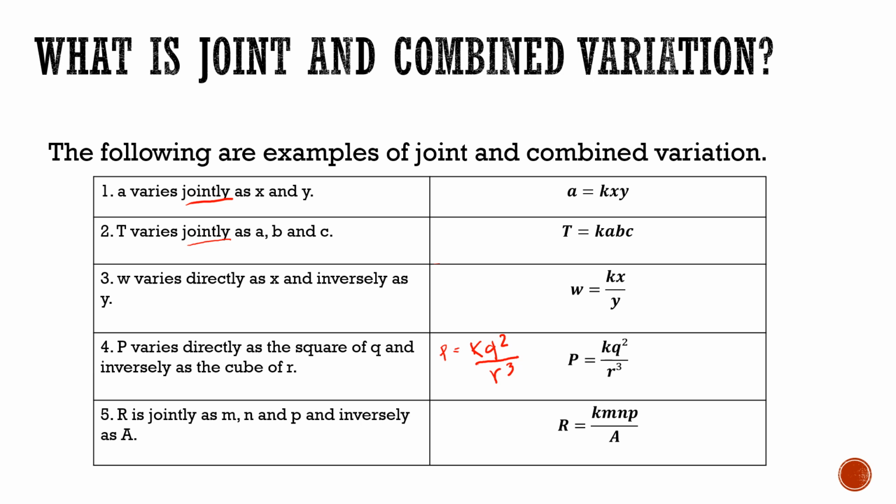The last example, R varies jointly as M, N, and P and inversely as A, is an example of a joint variation combined with an inverse variation. So as R varies jointly as M, N, and P and inversely as A, we can write this in mathematical equation as R is equal to kMNP over A.